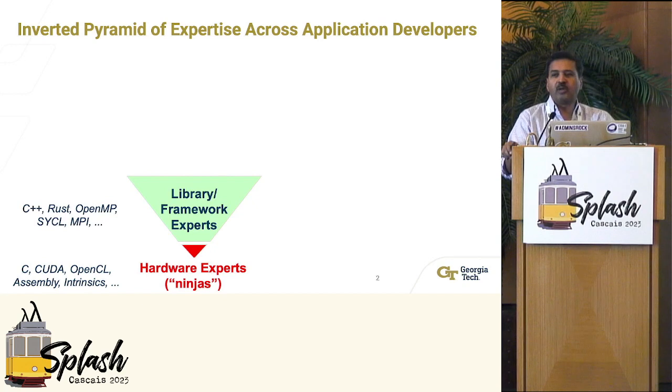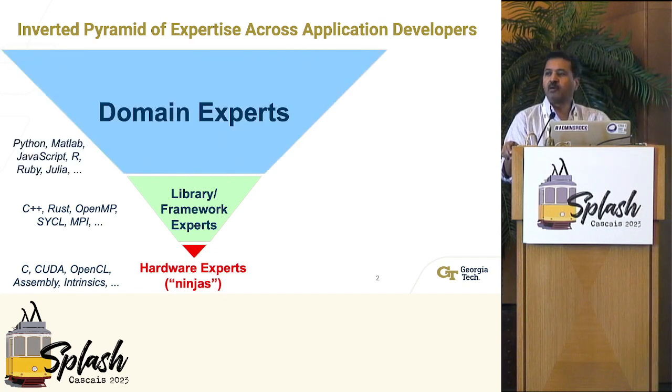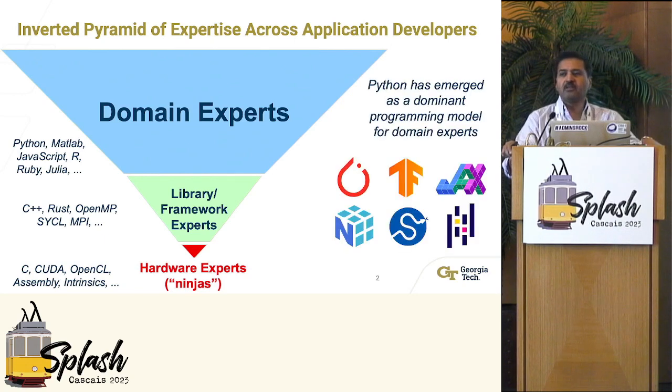Above them, we have experts in developing libraries and frameworks who might code in C++, Rust, SYCL, and so on. Then we have a vast number of domain experts who write in languages like Python, MATLAB, JavaScript. What we've seen over the last decade is that Python has emerged as a dominant programming model for domain experts. Here are a number of frameworks that you might recognize that are all Python-based: machine learning frameworks, NumPy, SciPy, Pandas, and so on.